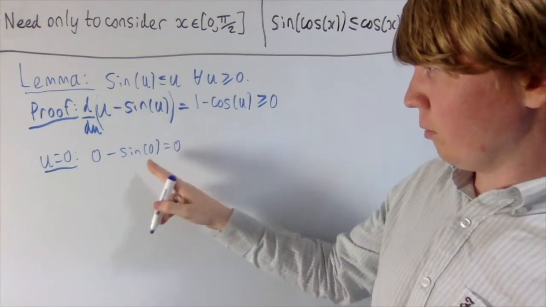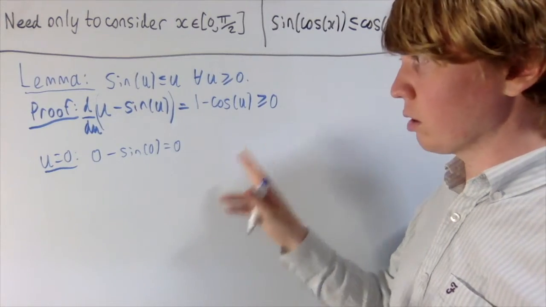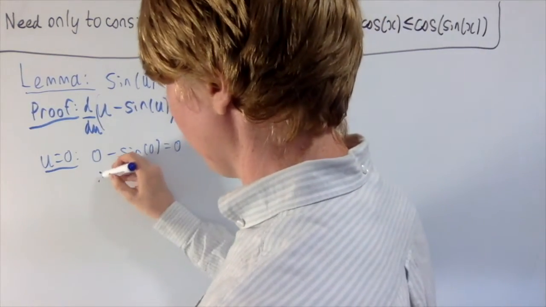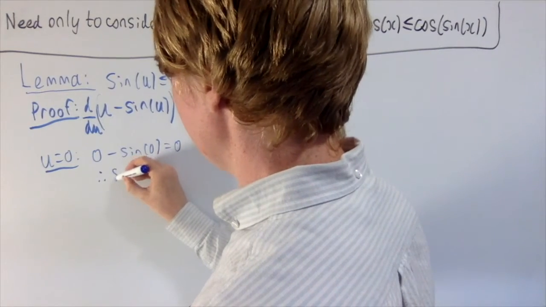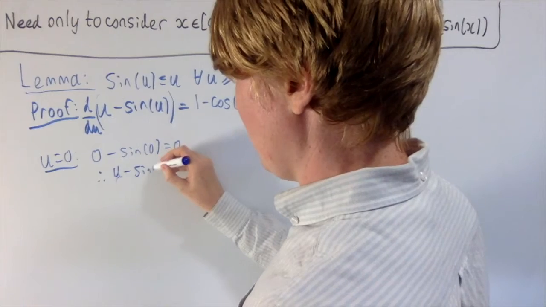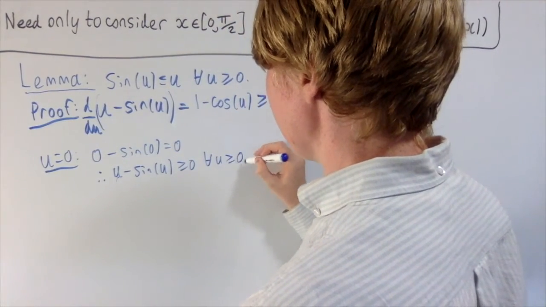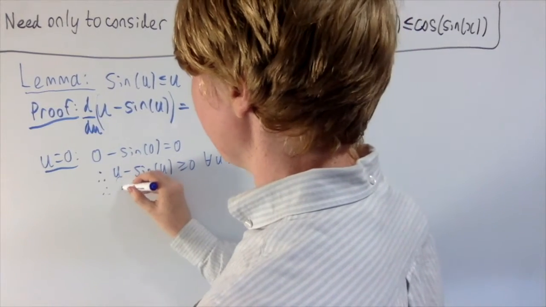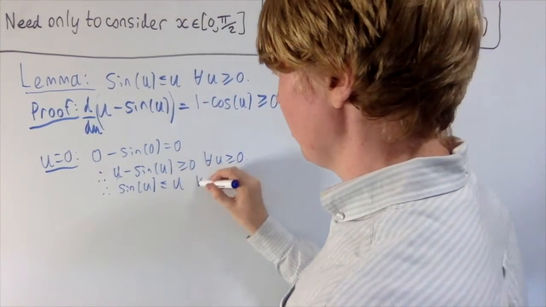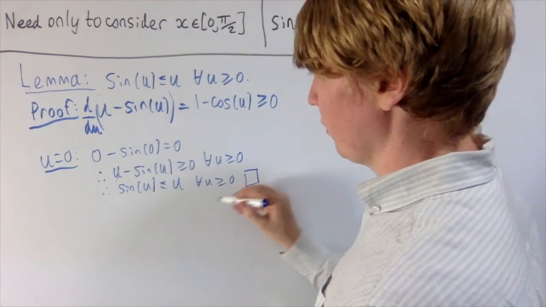So it starts off, when u is 0, you've got 0, and then it's a non-decreasing function, so it'll always increase from there. So you can conclude then, therefore, u minus sine of u is always greater than or equal to 0 for all u greater than or equal to 0, and therefore sine of u is hence less than or equal to u for all u greater than or equal to 0, which is what we were trying to prove.